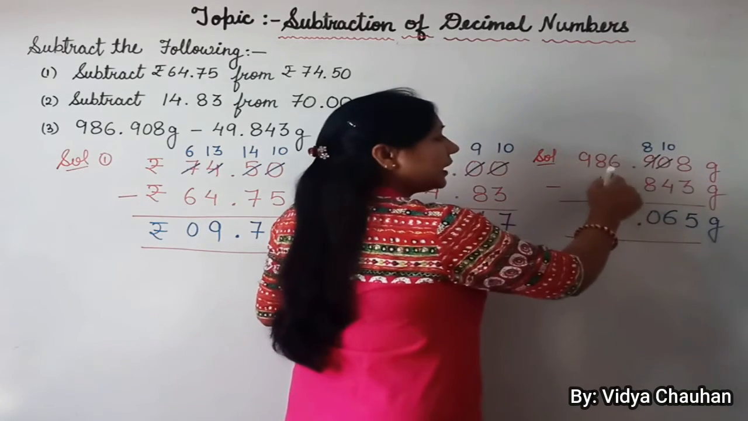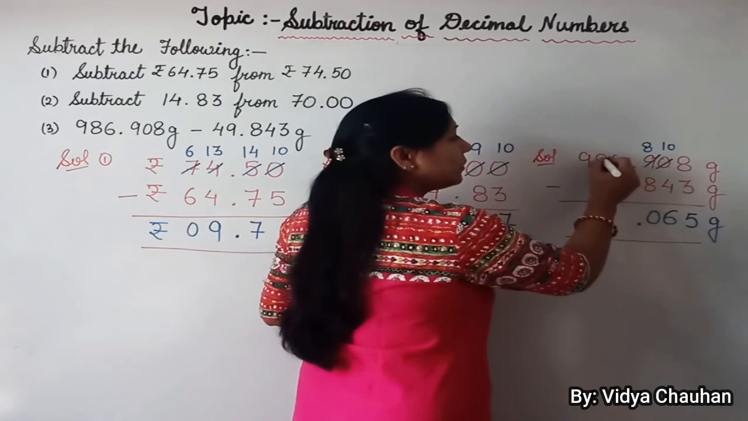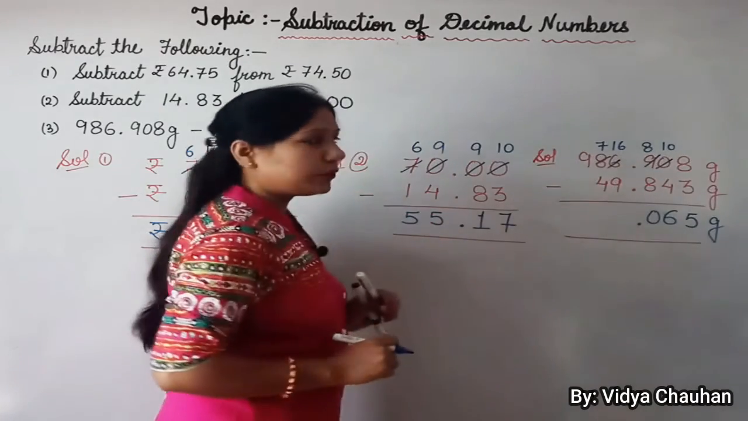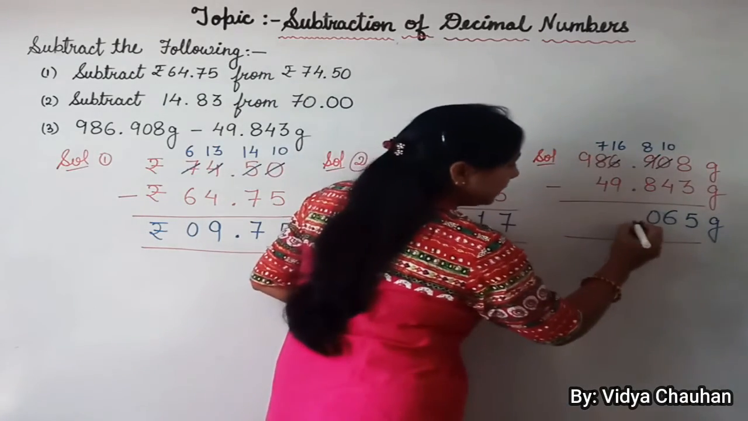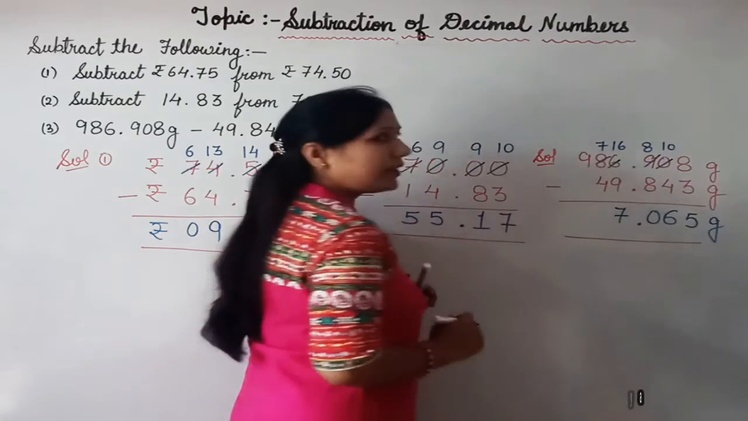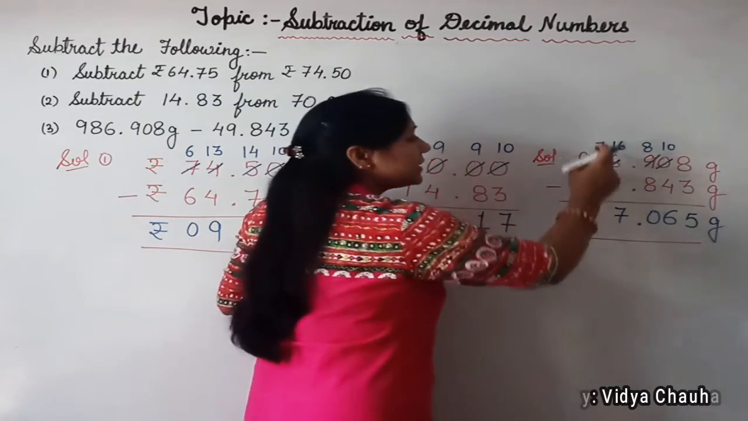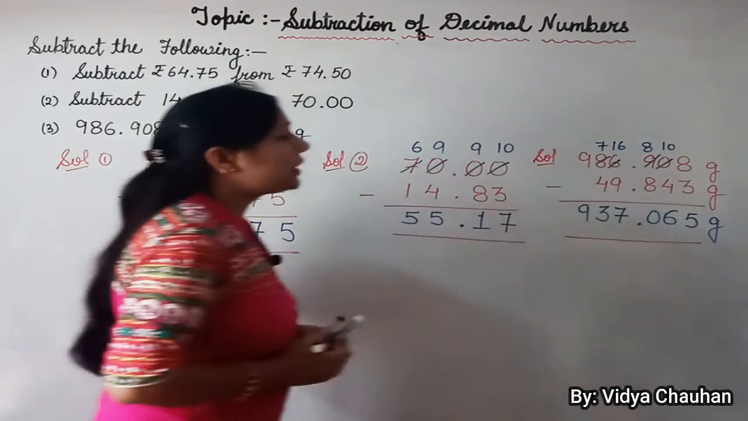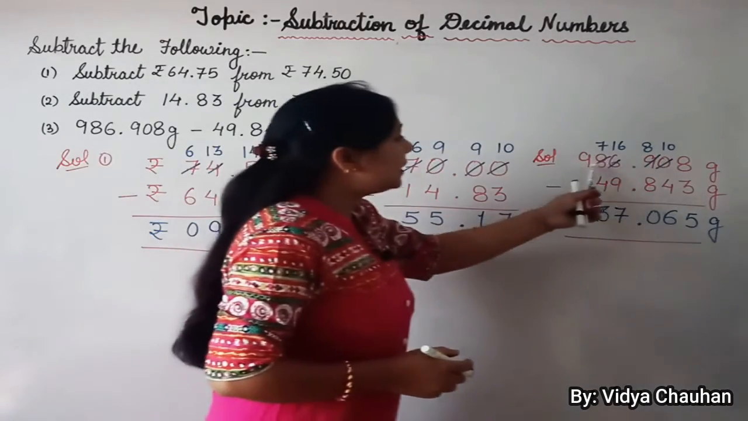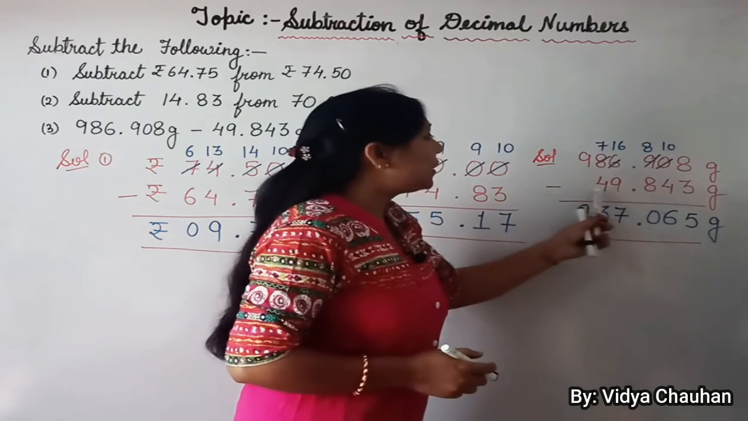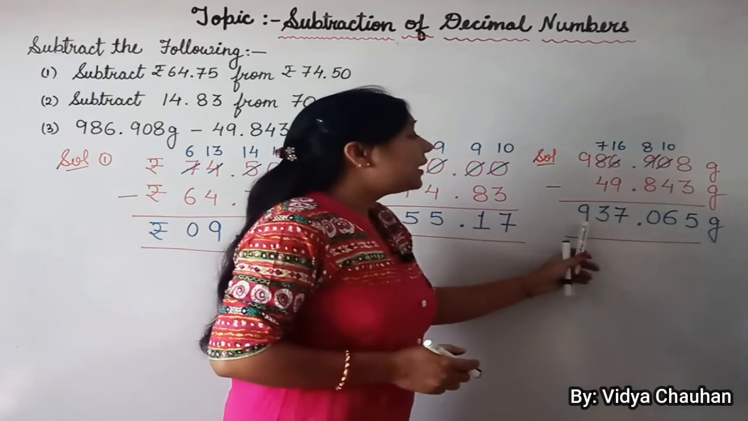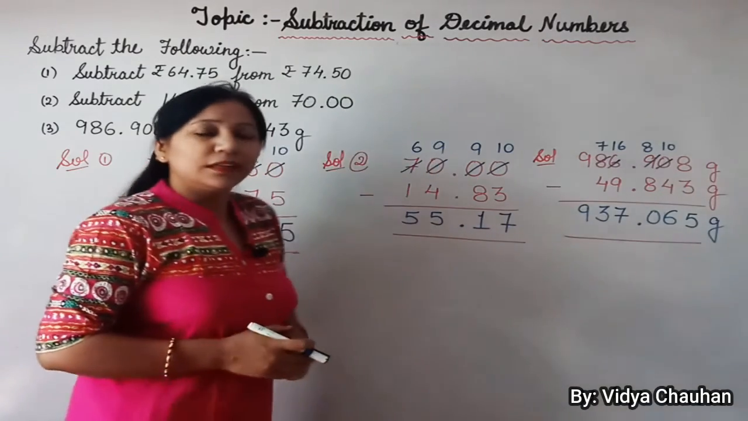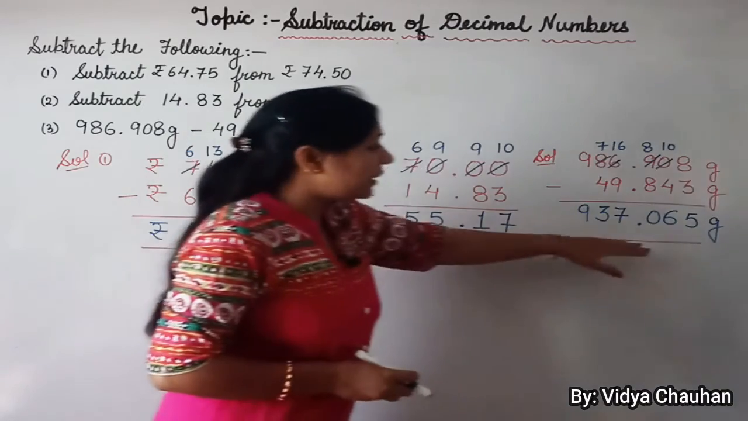Decimal here. Once again, we cannot subtract 9 from 6. So taking a borrow from the next value. So 8 will become 7 and 6 will become 16 now. 16 minus 9. What is 16 minus 9? 7. 7 minus 4? 3. And 9 will be as it is. So what is the difference of 986.908 gram with 49.843 gram? The answer is 937.065 grams. This is your final answer after subtracting the values.